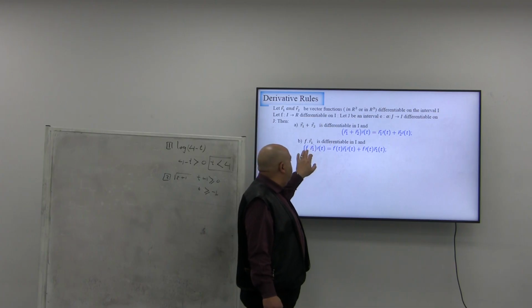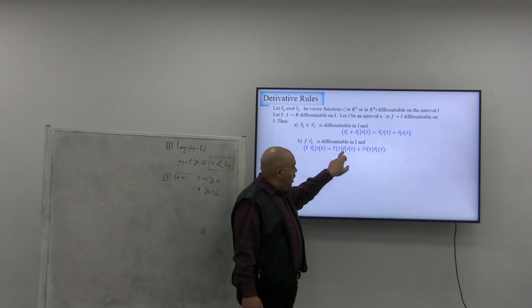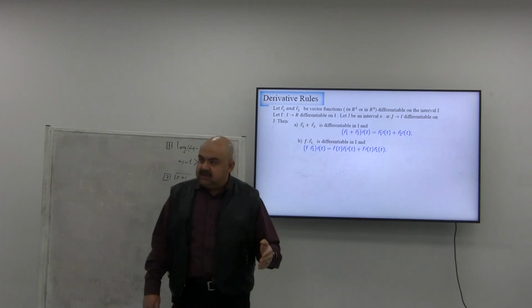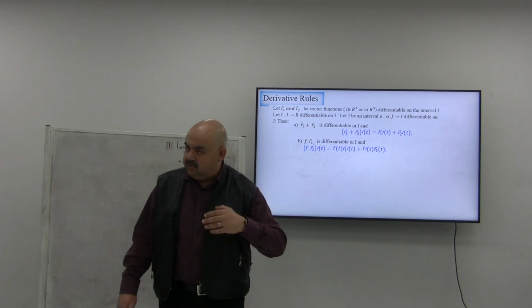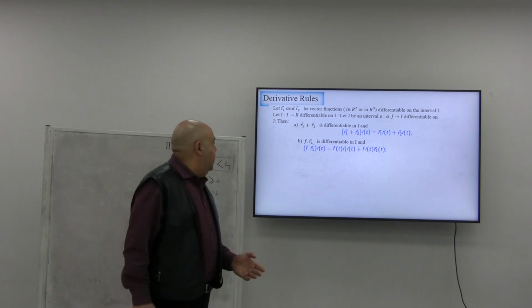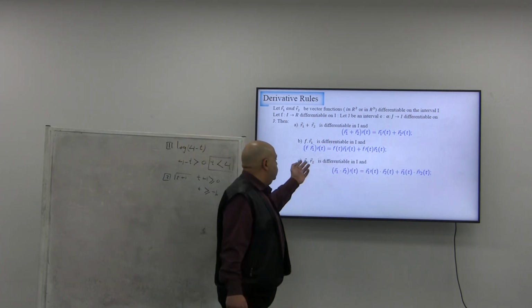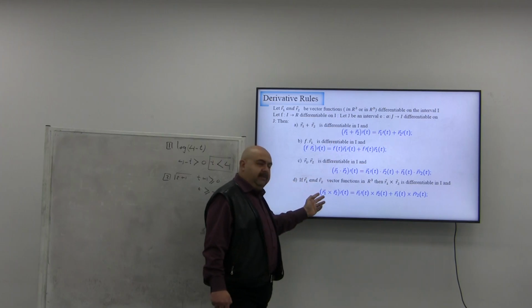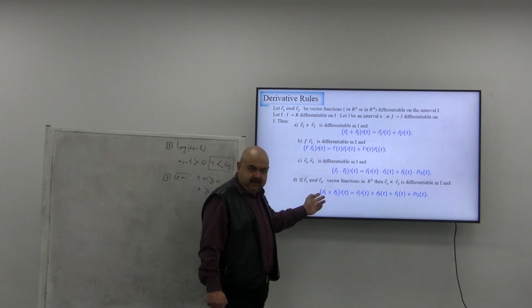If they are multiplied by each other, if I have f times R1 and I want to get the derivative, it's going to be the derivative of f times r, and then vice versa. So it's the derivative of the first function times the second, plus the derivative of the second function times the first. Also, in the case of the dot product, it will be the same result.